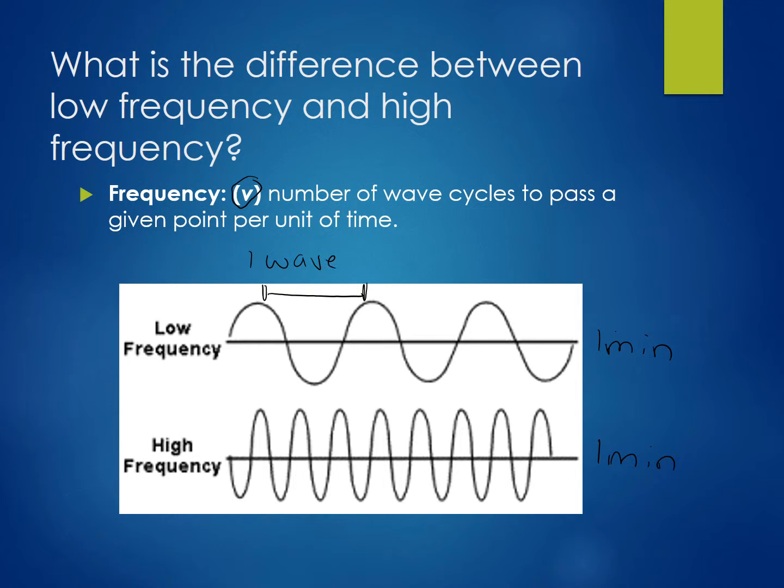and one wave cycle is really one full wavelength. So a low frequency would have fewer wavelengths or wave cycles, while a high frequency has more wavelengths or wave cycles in 1 minute, or in any given amount of time.